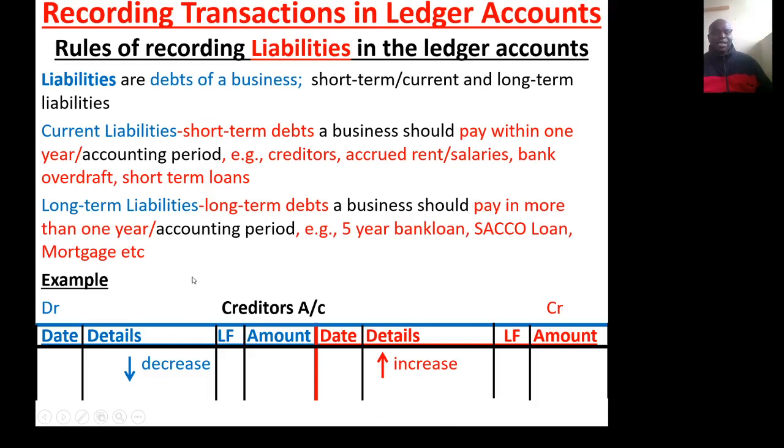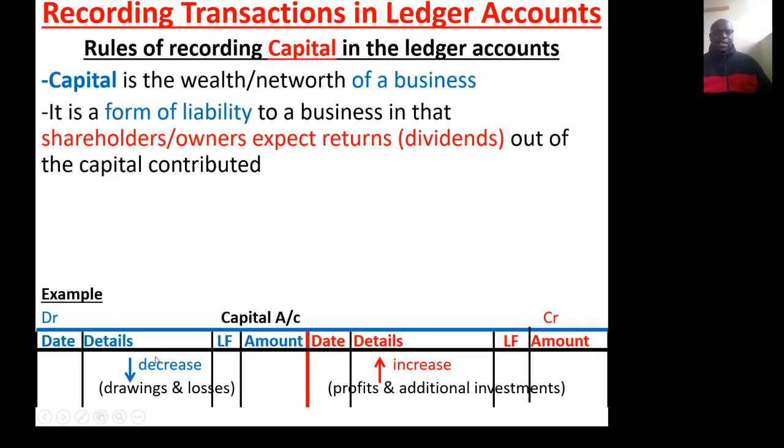An example, creditors account. When we borrow stock from creditors or suppliers, we are increasing our debt with them. And that increase is recorded on the CR side. And when we pay up those debts, we are decreasing our debt with suppliers. So we record that transaction on the debit side.